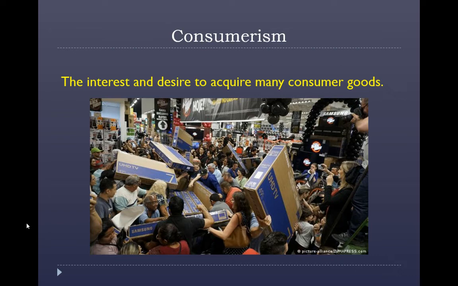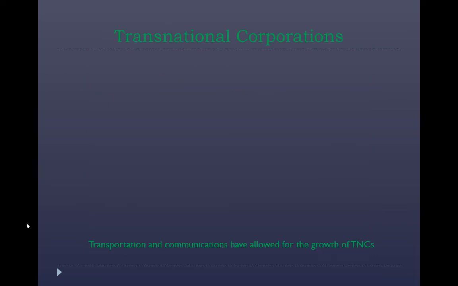So Black Friday, think about Black Friday, how people become very enthusiastic, let's say, over getting products at a cheap price, at a low price. And sometimes that leads to people fighting in the stores. That's consumerism, right? People are trying to seek their satisfaction and happiness through the purchase of products.